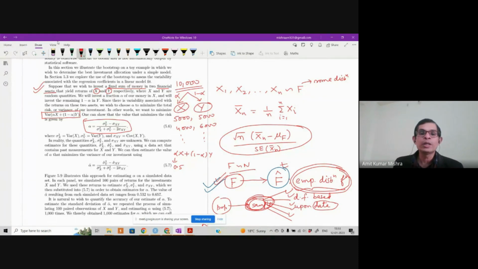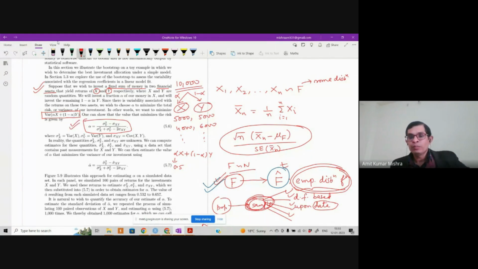That means which minimizes the variance. And this is what? Variance of y minus covariance of xy, divided by variance of x plus variance of y minus 2 times covariance of xy. So this is the formula.